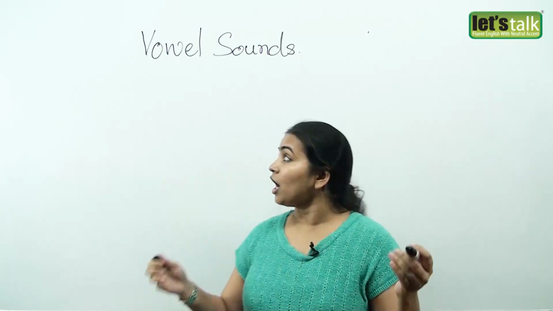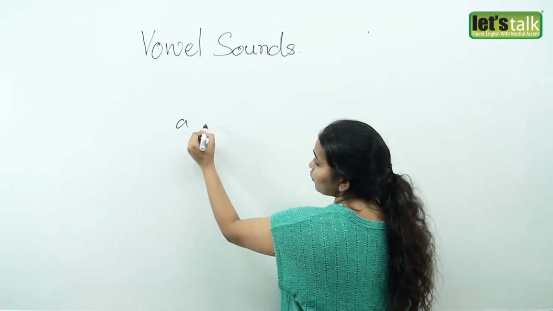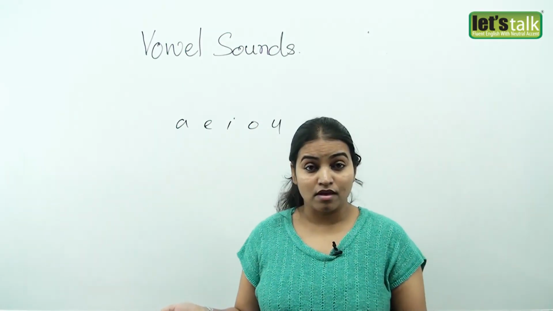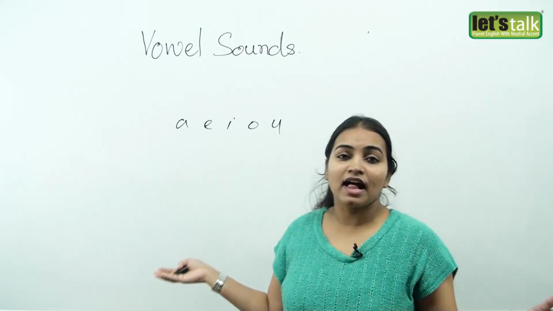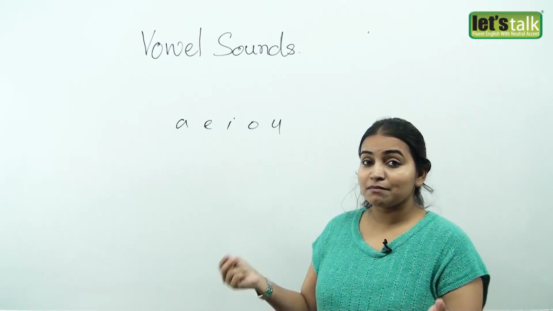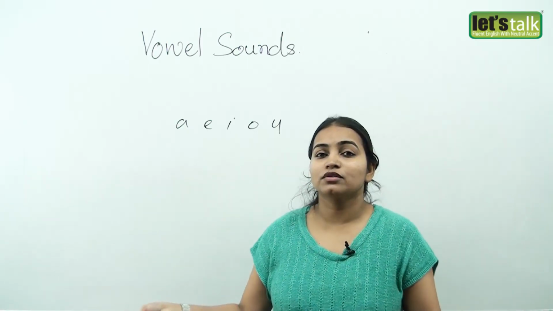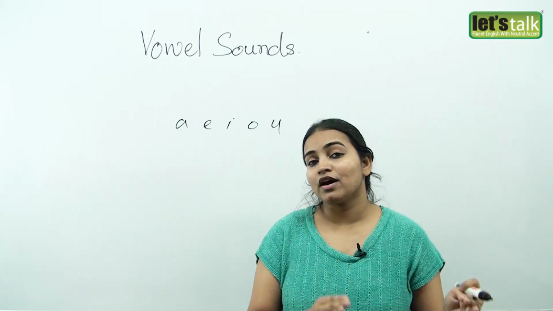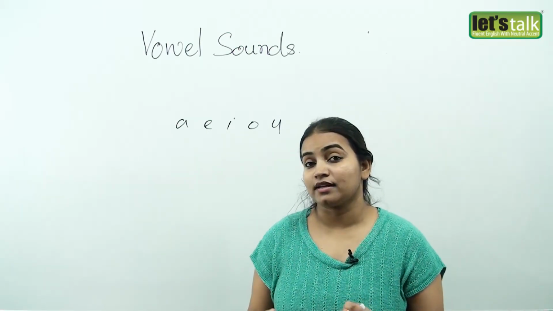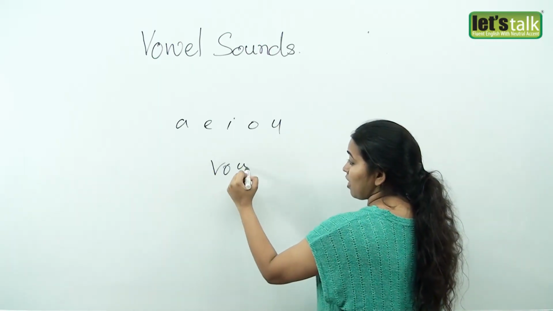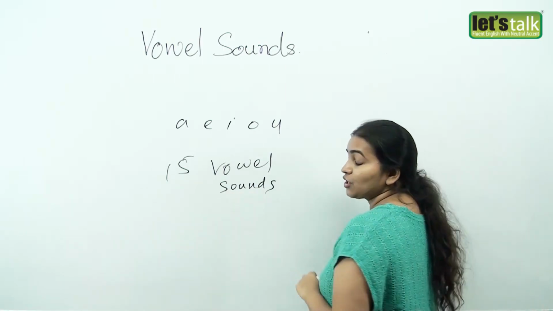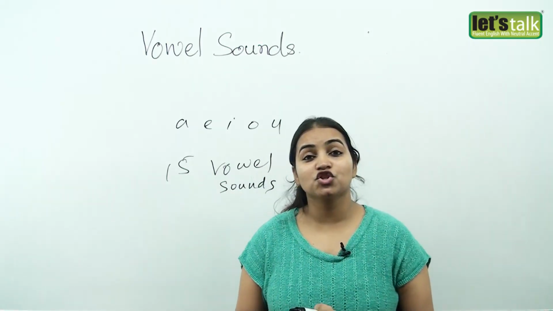For example, vowels. We all know that the main vowels in English are A, E, I, O, U, and the rest of the alphabets are consonants. But as for vowel sounds, there are 15 main vowel sounds. Even though we have several vowel sounds, there are 15 main vowel sounds which help us enunciate or pronounce words correctly. And we're going to deal with these 15 main vowel sounds so that you can pronounce English in a better way.